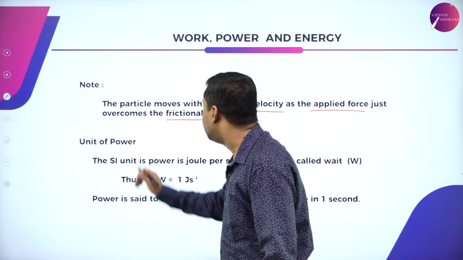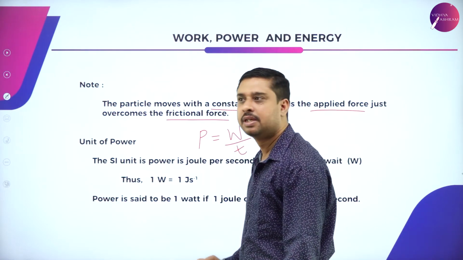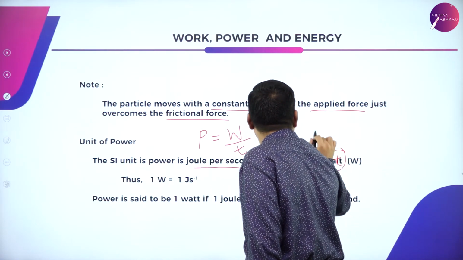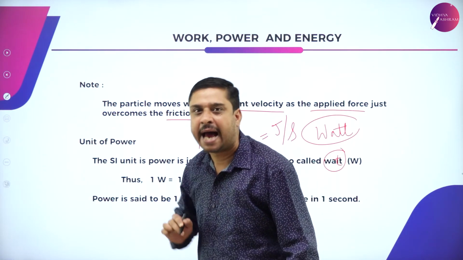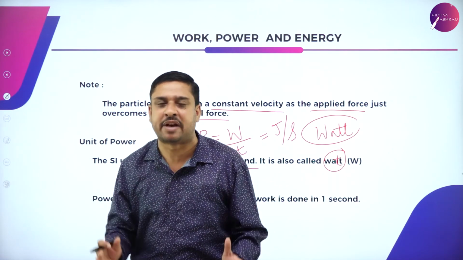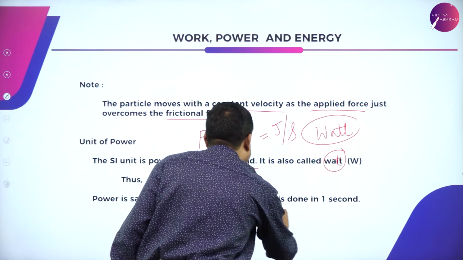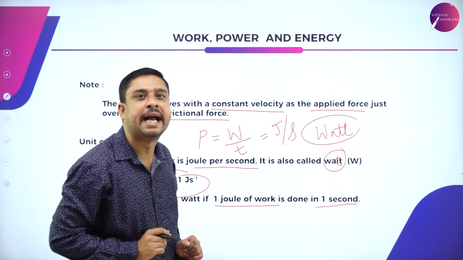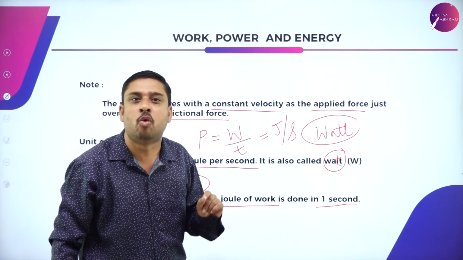Now, units of power. We have power is work by time. The SI unit of power is watt, which is joule per second. One watt is one joule per second. If a work of 1 joule is done in 1 second, then the power established is 1 watt.